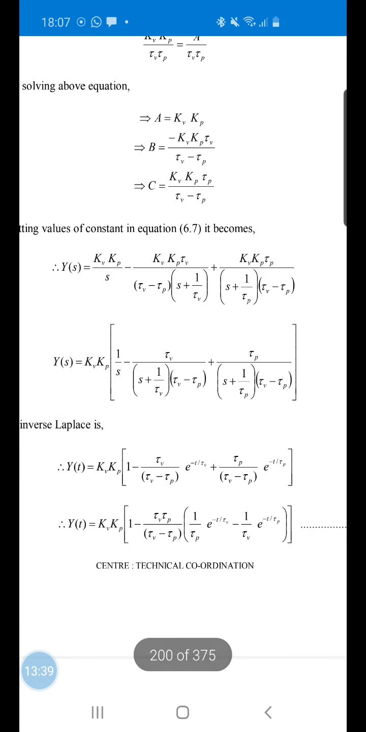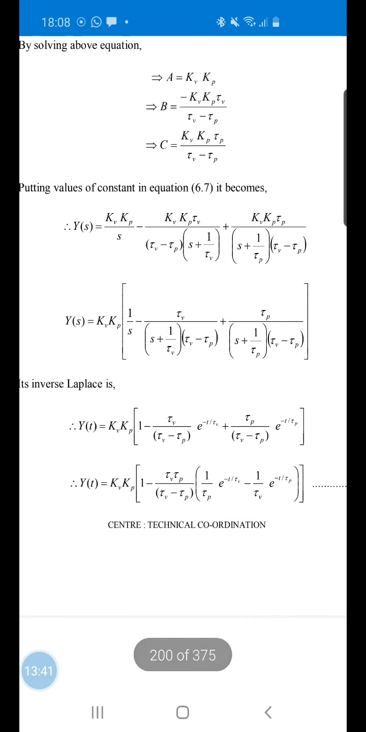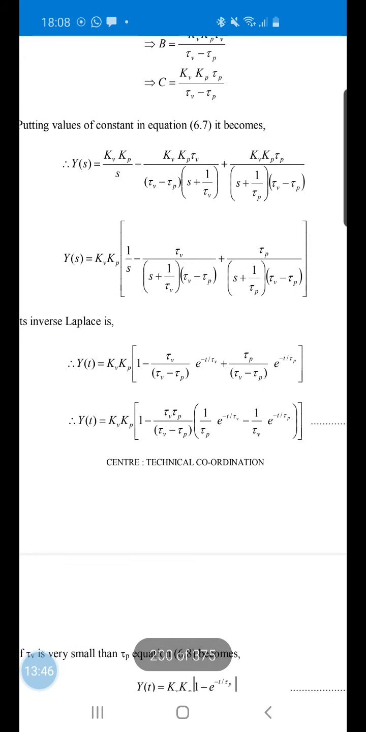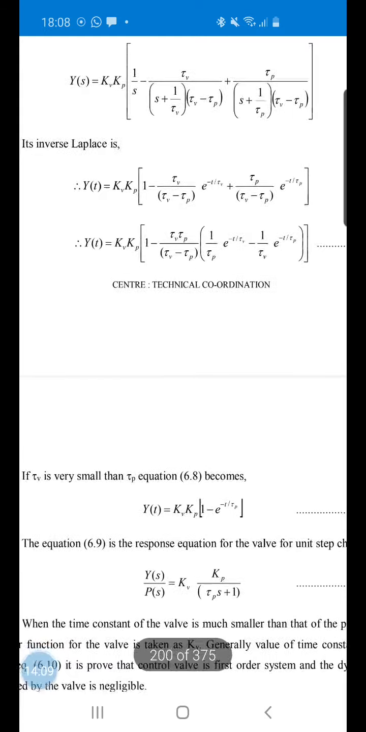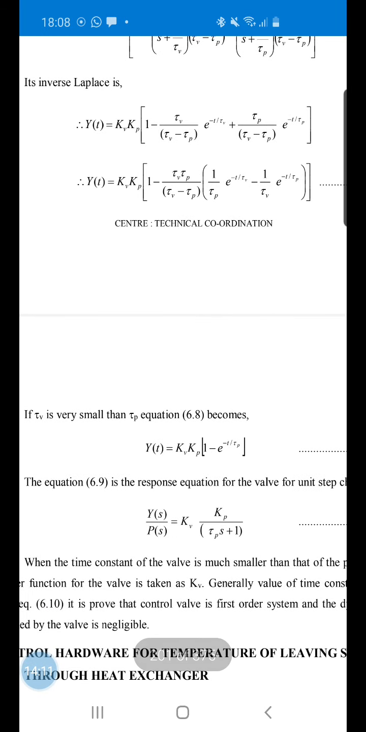So you will get the equation whose inverse Laplace you can take. Now you can take the inverse Laplace of the above equation: y of s becomes y of t, kv kp remains the same, 1 by s becomes 1, tau v upon tau v minus tau p remains the same, 1 upon s plus 1 by tau v becomes e raised to minus t by tau v, and 1 upon s plus 1 by tau p becomes e raised to minus t by tau p. So this will be the equation for y of t for the pneumatic control valve.